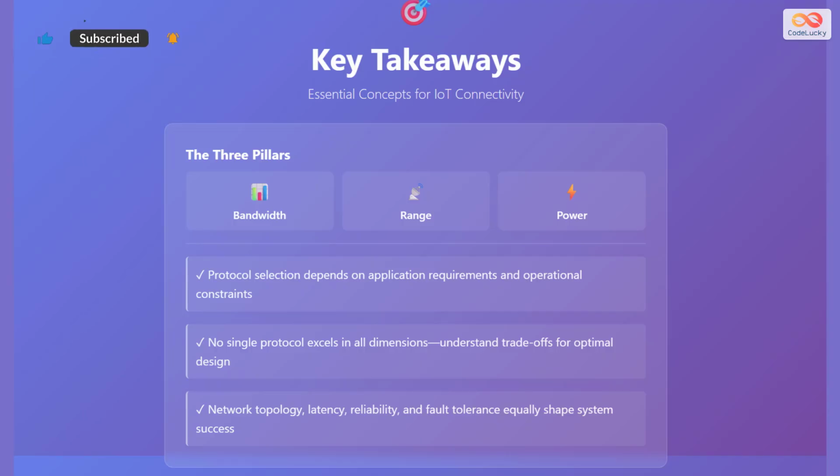No single protocol works best for everything. Study the trade-offs between bandwidth, range, and power. Network topology, latency, reliability, and fault tolerance are equally important when designing your IoT system. Use this knowledge to build connected solutions that work efficiently and reliably.